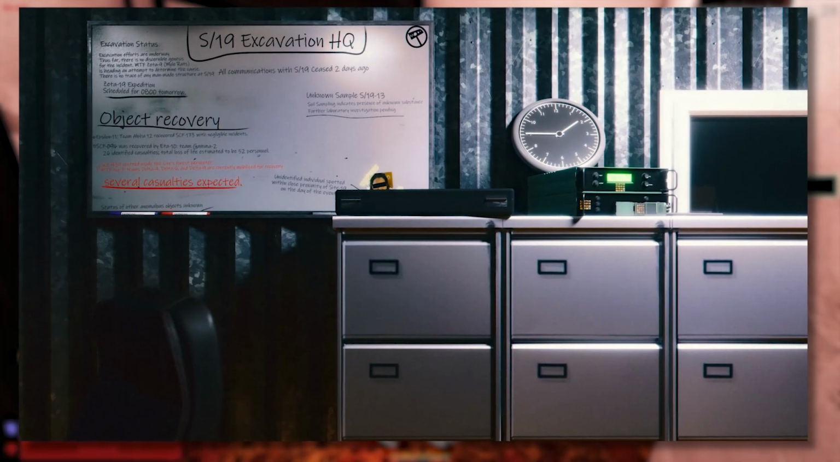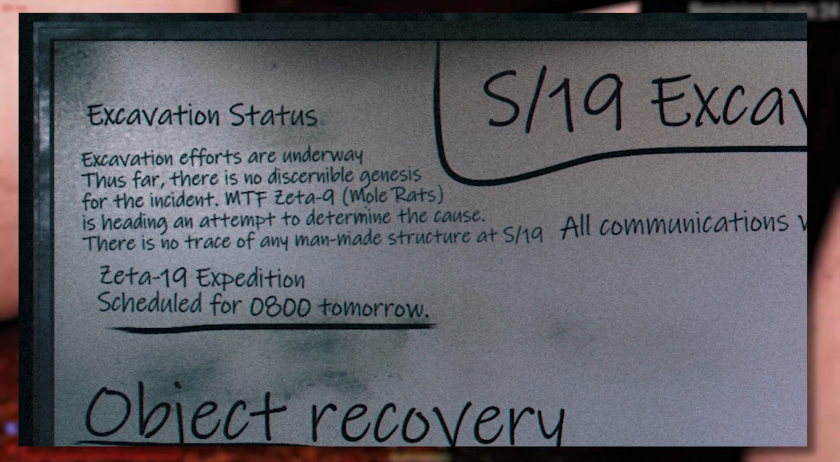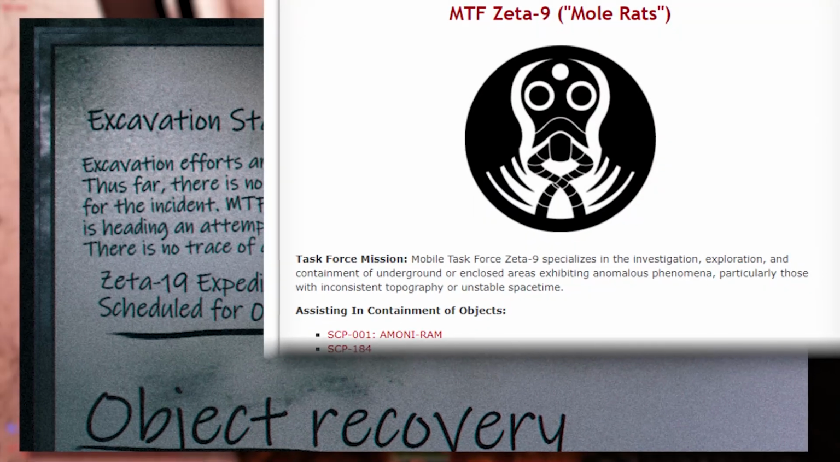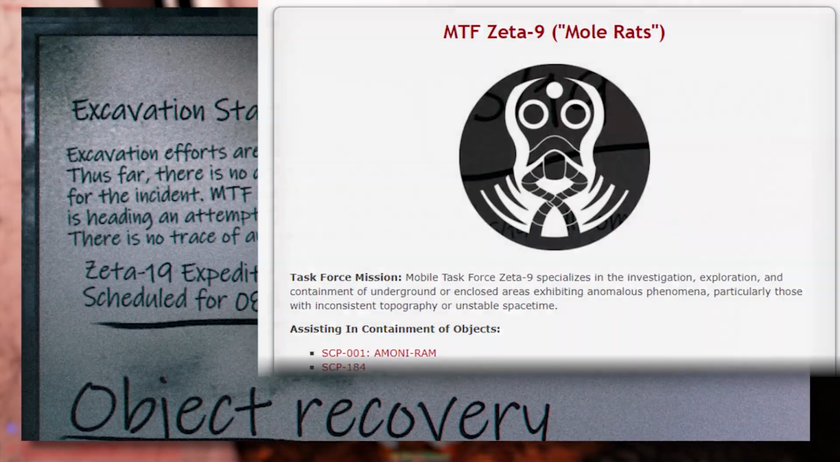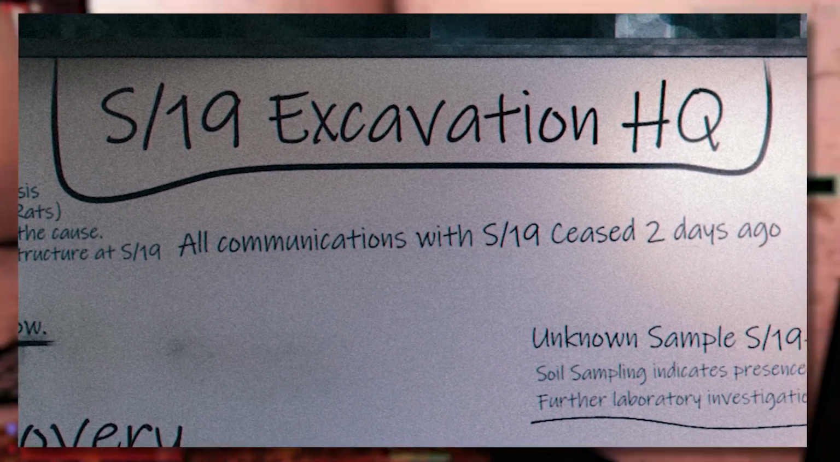We see a Foundation scientist working on something, and then a shot of a whiteboard with a lot of info on it. Firstly, we've got the excavation of Site 19. We see MTF Unit Zeta-9, the Mole Rats, have been tasked with excavating Site 19, which makes sense because they're skilled in underground anomalies. However, there's no trace of any man-made structures at Site 19. From all we know, 2 days ago, Site 19 just vanished.